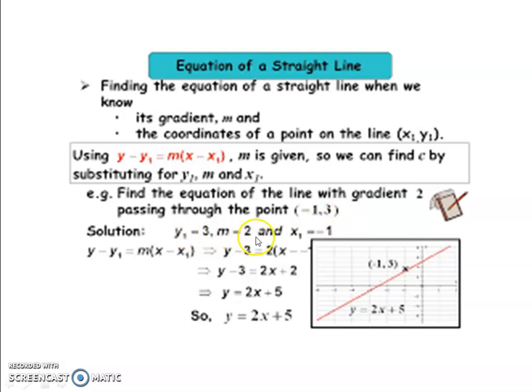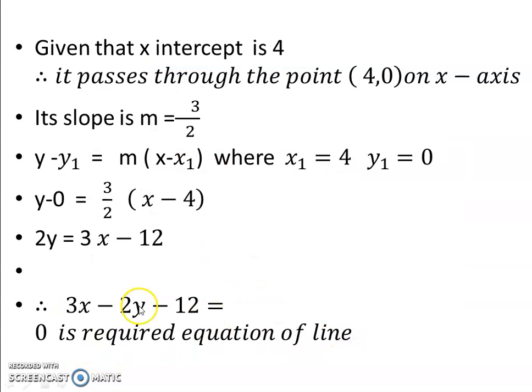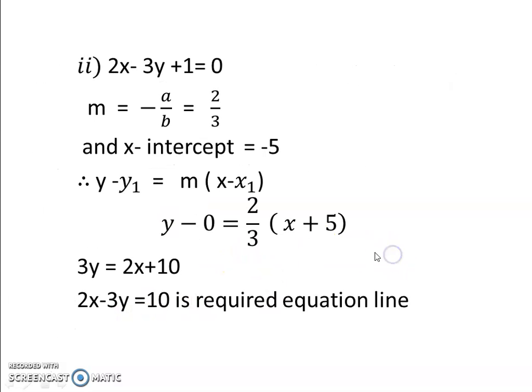y1 is 3, m is 2, x1 is minus 1. So y minus y1 is equal to m(x minus x1). y minus 3 is 2(x minus of minus 1). Yes, right. y minus 3 is 2x plus 2. So y is equal to 2x plus 5. It is the required equation of the line. If the x-intercept is 4 is given, it passes through (4, 0). So we have to establish this as the required equation of the line.